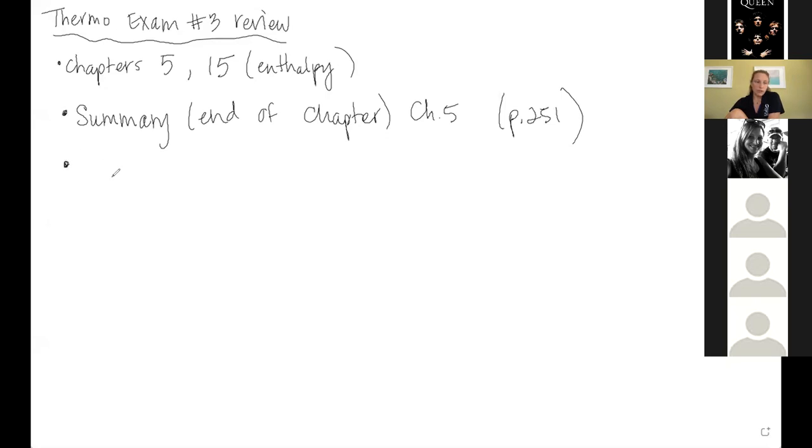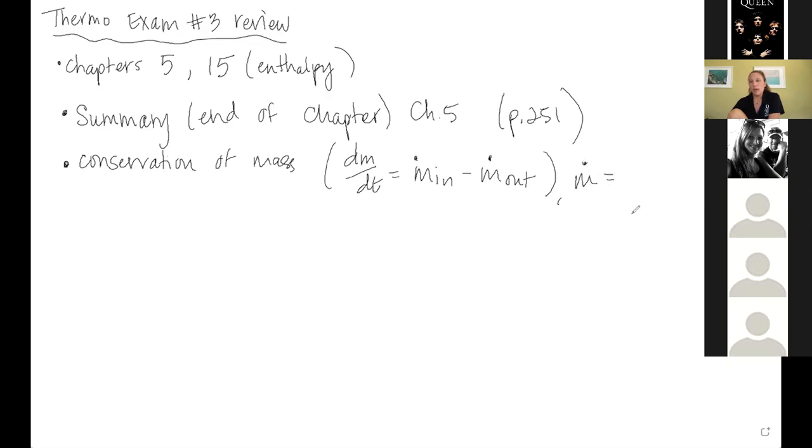Some of the main chapter 5 topics that we covered were conservation of mass. So dm over dt is equal to mass in over time minus mass out over time. Mass flow rate being density times volumetric flow rate, or density times velocity times area.